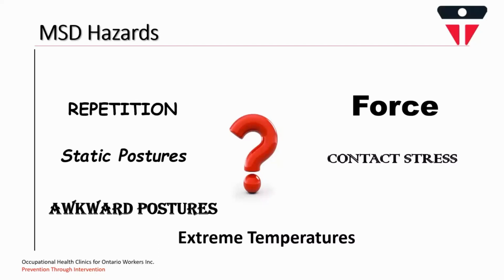Extreme temperatures. Anything that's outside of the norm in terms of cold or hot can also place additional stresses on the musculoskeletal system, because it potentially changes the dynamics of a lot of the other risk factors as well.